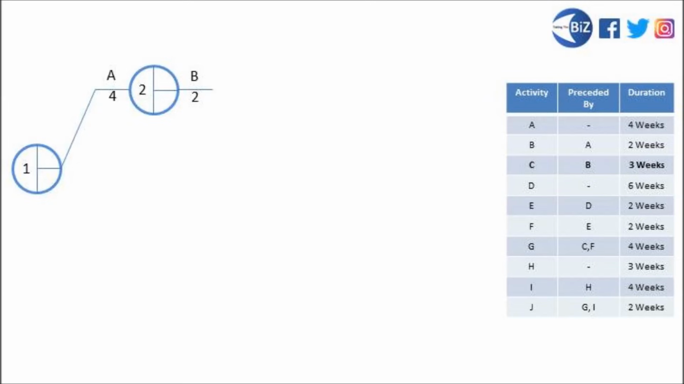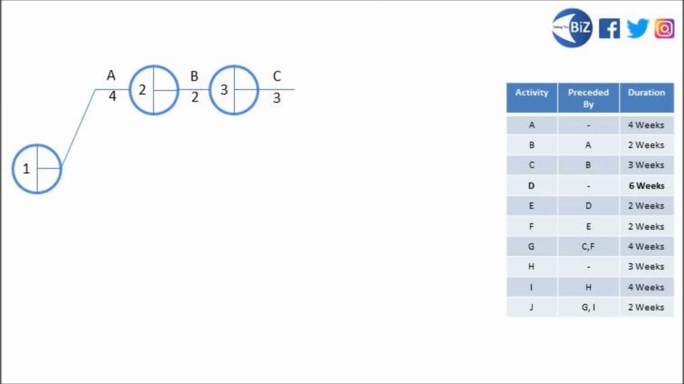We move down our table to activity C. You'll see that that's preceded by activity B. So we'll draw ourselves node number 3. That comes at the end of activity B to indicate that B is now finished. We can label C on there. We'll draw a little line to indicate that activity C can take place, and that one takes us 3 weeks to complete.